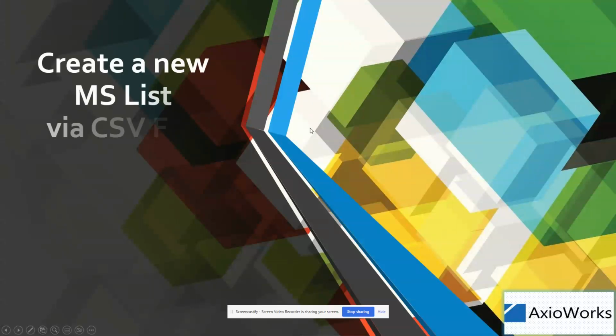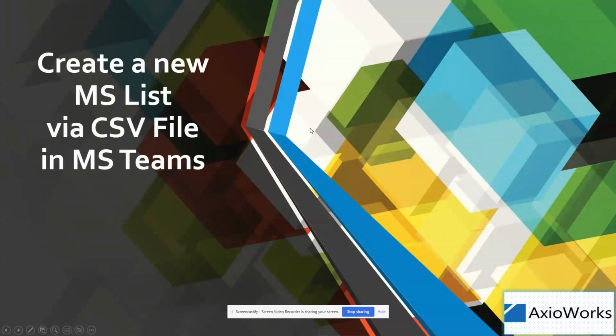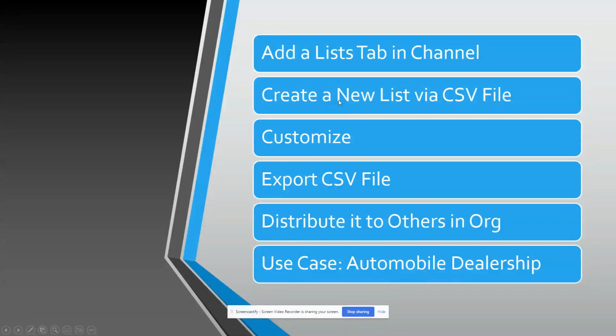Hi guys, in today's feature of the month video, we are going to explore a new feature in Microsoft Lists that allows us to create a new list using a CSV file. And we are going to do it in the Microsoft Teams environment. So if you have Microsoft Teams and a channel and you want to create a new list, you can easily do that if you have a CSV file for your data.